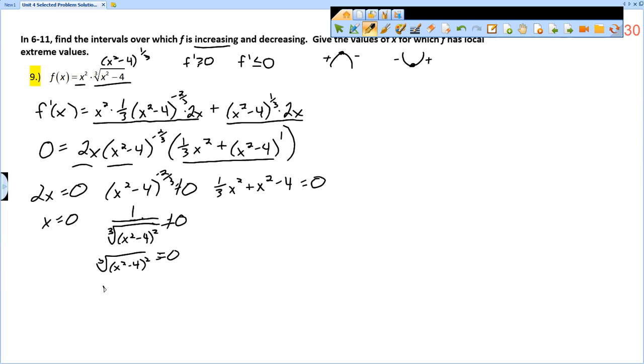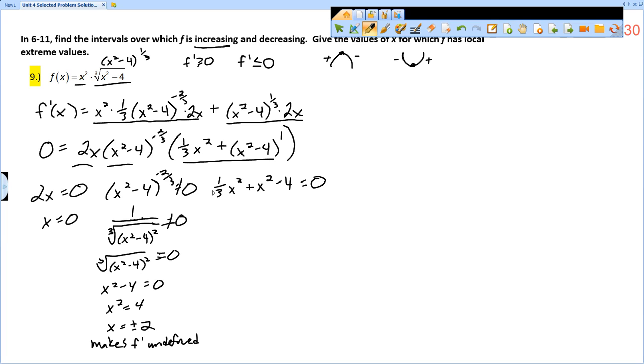All right, so I cube both sides, I square root both sides, so I get x squared minus 4 equals 0. So I add 4 and I get x squared equals 4. So x equals plus or minus 2. So x equals plus or minus 2 makes f prime undefined. Now, are these still critical numbers? Well, if 2 and negative 2 are in the original function's domain, which they are, because x squared minus 4 underneath this radical is just fine. It would equal 0. So these are potential places of local mins and maxes.